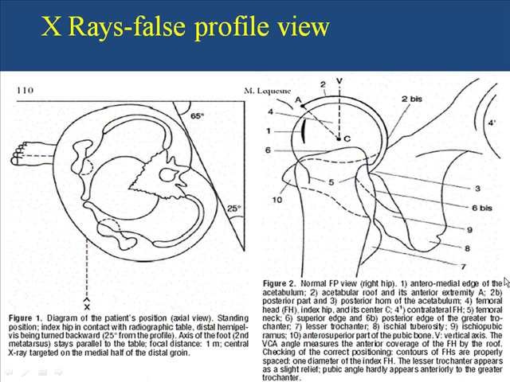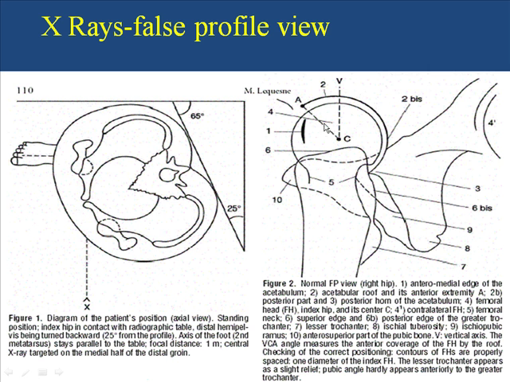False profile view, quite important to see the anterior coverage of the head, and this is the way it is done. The patient is tilted in this way, the film is on this side, and the X-ray beam comes from this side. So you see this area, and this is what you see. This is the head of the femur, this is the greater trochanter, this is part of the neck, this is the ischium, and this is the socket.